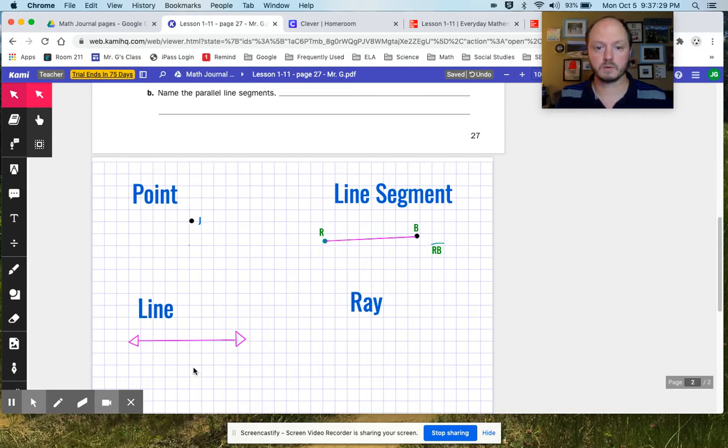Now, the difference between a line segment and a line, well, a line goes on forever in both directions. It goes on and goes on and goes on. It doesn't stop. And it doesn't curve, it doesn't change direction, it just keeps going on forever and ever and ever. Now, in real life, do we have such things as lines?